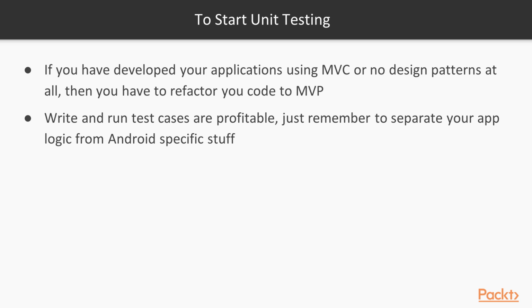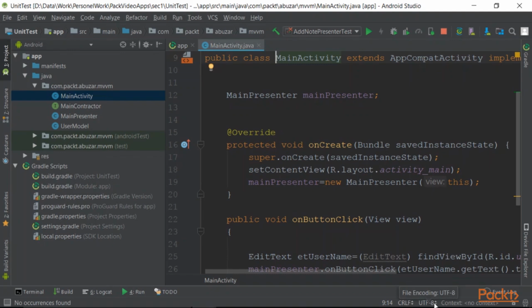So let's start with our first unit test. This is the same application which we developed in the MVP section. The final product of the MVP section is this application. We are using the MVP application, and now we are going to write our unit test cases and test our presenter. To test our presenter, you need to keep two things in mind before you start.